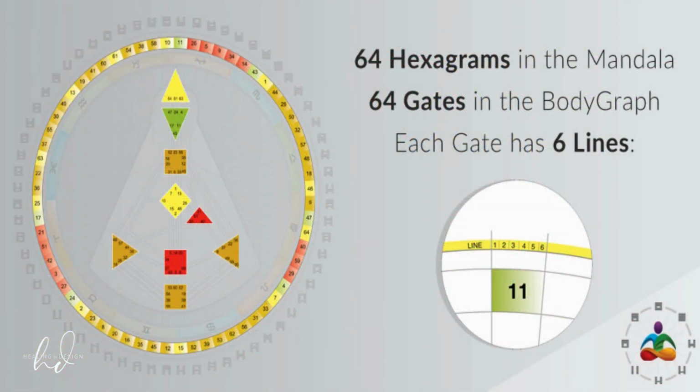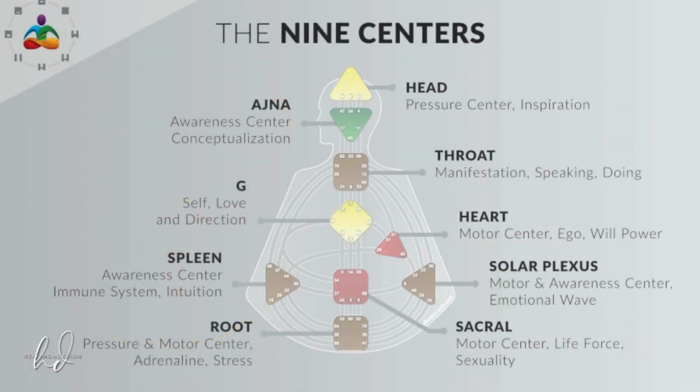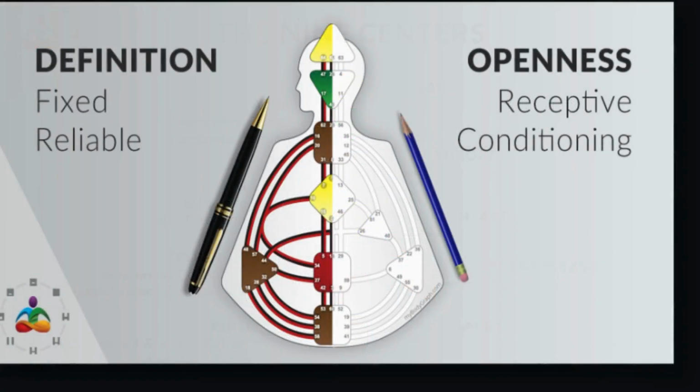Human design uses our birth data to calculate your human design chart, or your body graph. The body graph is a graphic illustration of the energetic flow within your system, a blueprint for how you operate and interact with the world. Your body graph shows your definition, anything colored in, and your openness, anything left white. Definition reveals who you are and remains consistent and reliable throughout your life.